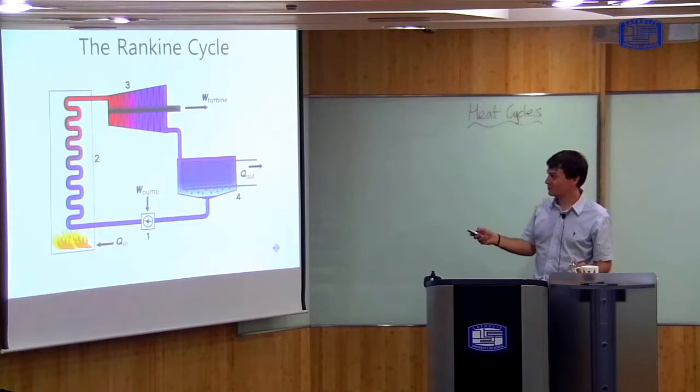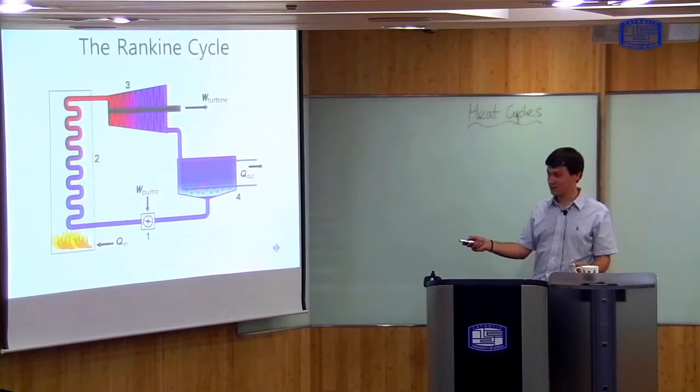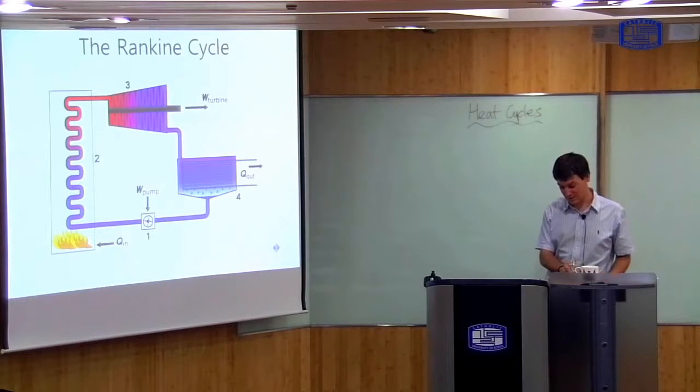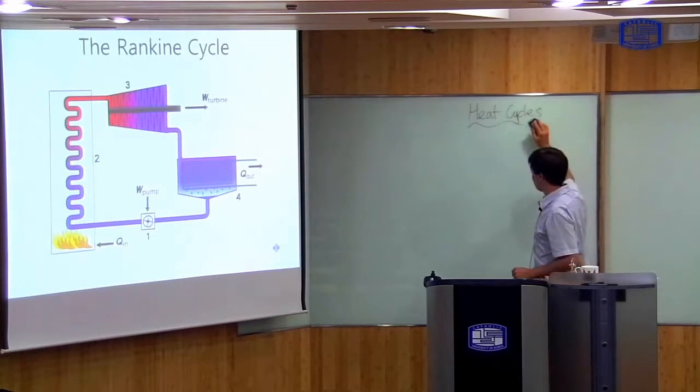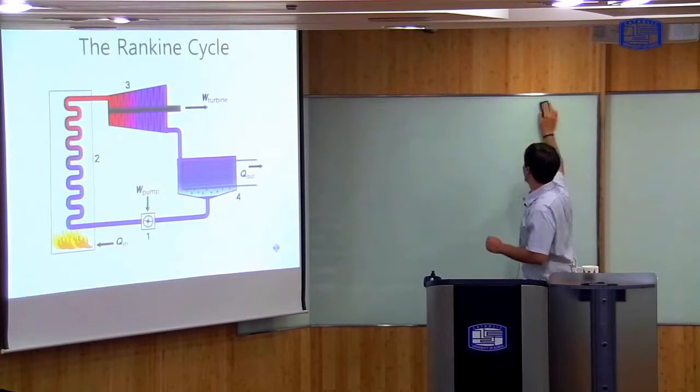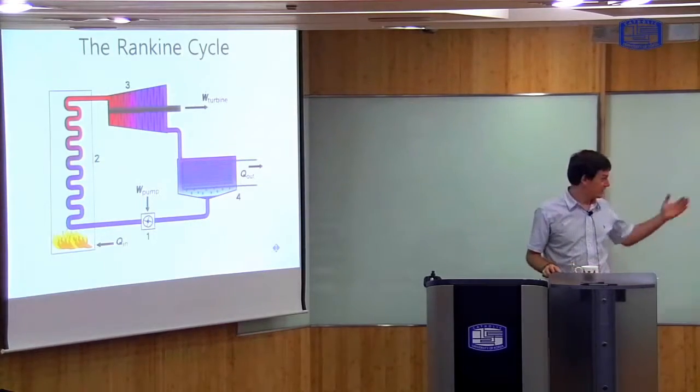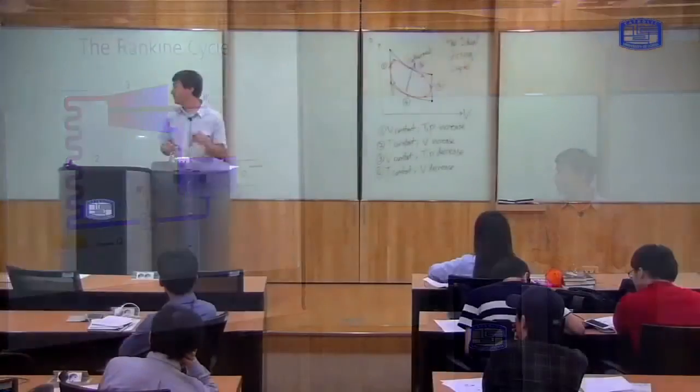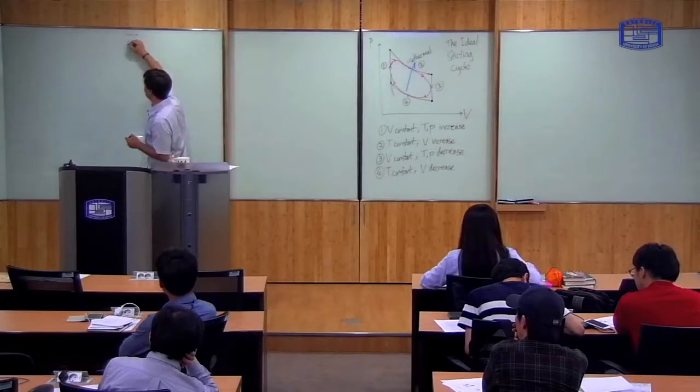So one more time, as the water goes around this cycle, it starts off here as cold liquid water. It's pumped up to high pressure. It's heated to high temperature. It does work in the piston or the turbine, it cools down in the condenser and turns back into liquid water. So this is known as the Rankine cycle. And we can draw an idealized version of it again, similar to the one we did for the Stirling engine.